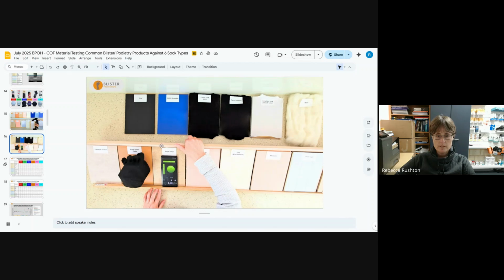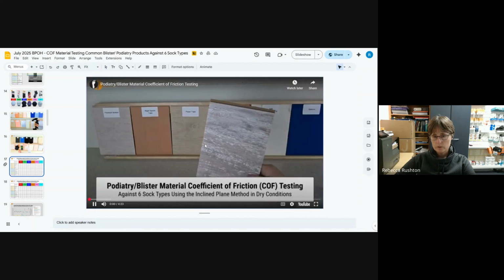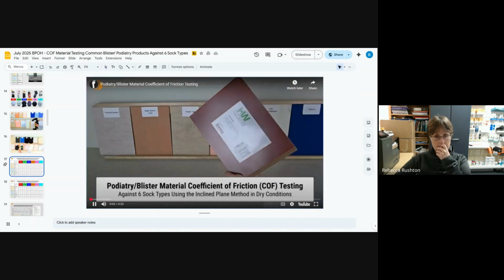And then I tilted this. This is called the inclined plane method. You tilt the test material, and I recorded that with my phone. From there, you can figure out what the coefficient of friction is. So let's just play this. There's no sound on this.